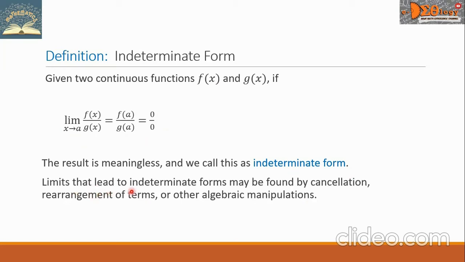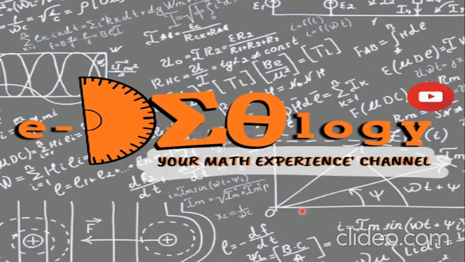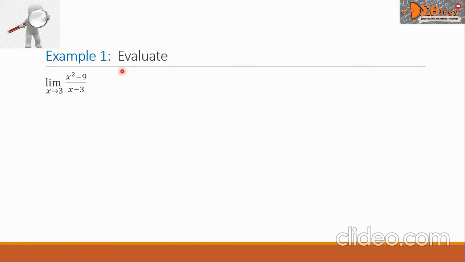Limits that lead to indeterminate forms may be found by cancellation, rearrangement of terms, or other algebraic manipulations. Let us see example 1. Evaluate the limit of x squared minus 9 over x minus 3 as x approaches 3.